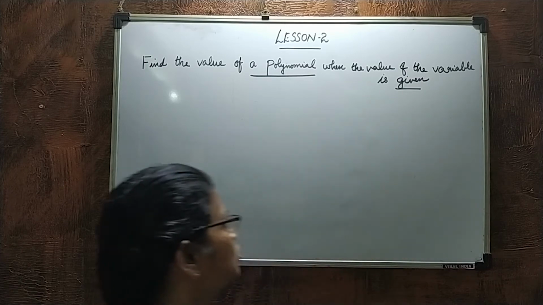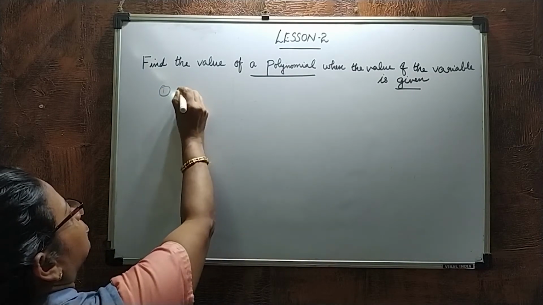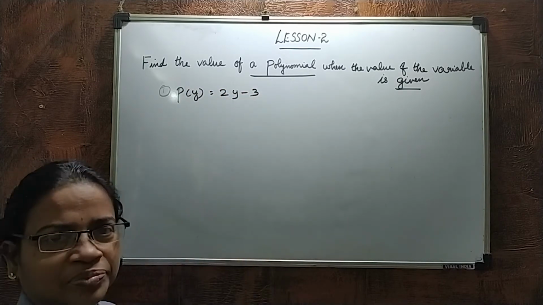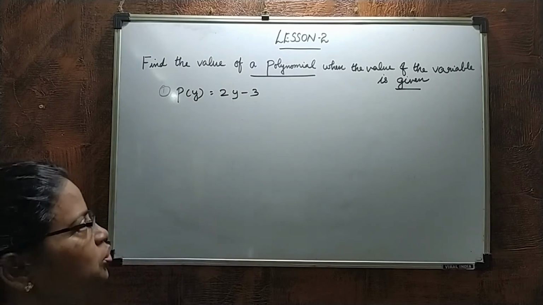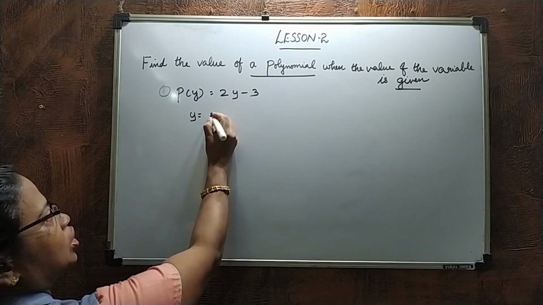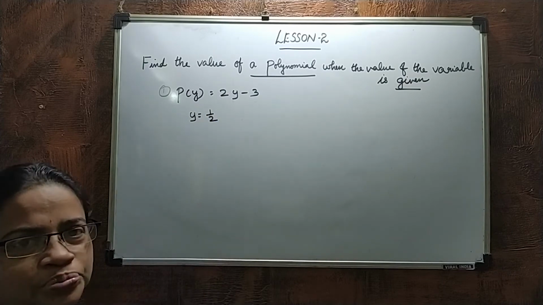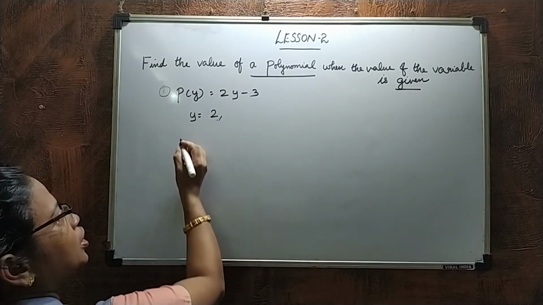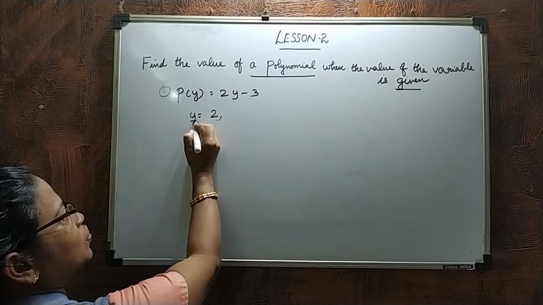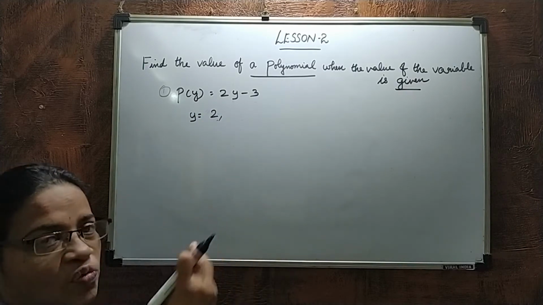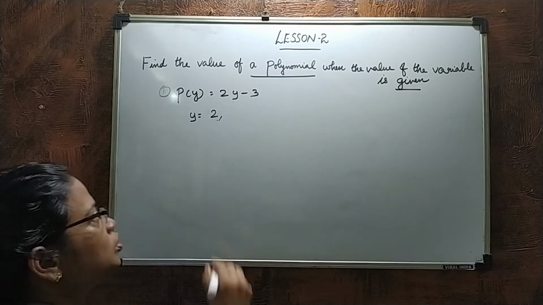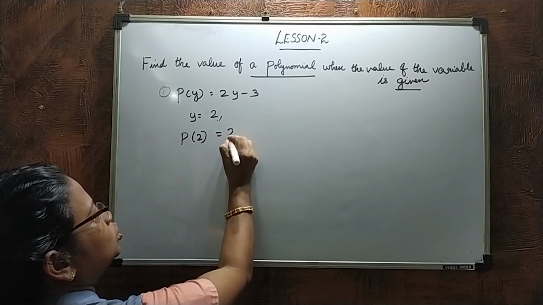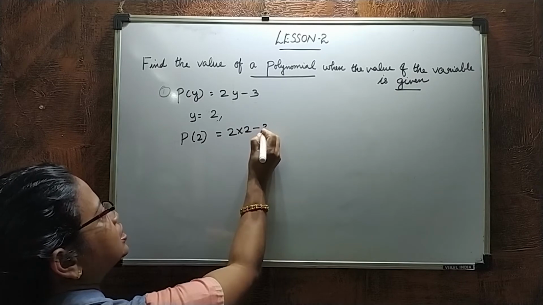For example, suppose first question, P of y is equal to 2y minus 3. And they ask you to substitute, instead of y, 2. What do you have to do then? Already they told you that instead of this y, you have to substitute 2. Wherever the y is, just substitute the value. So, P of 2 equals 2 into 2 minus 3.